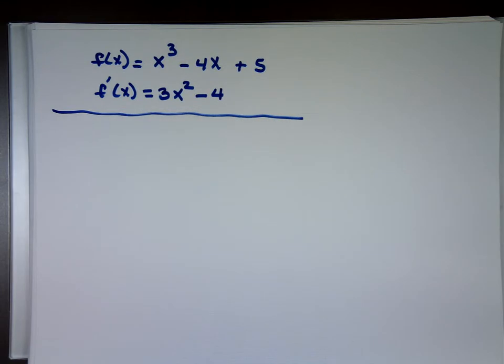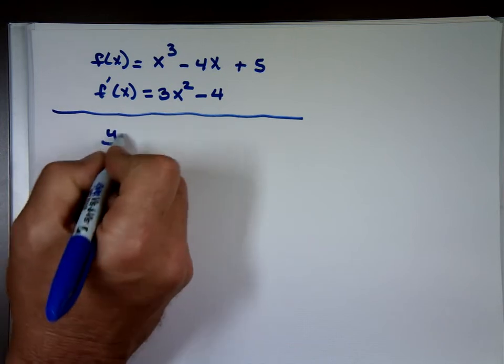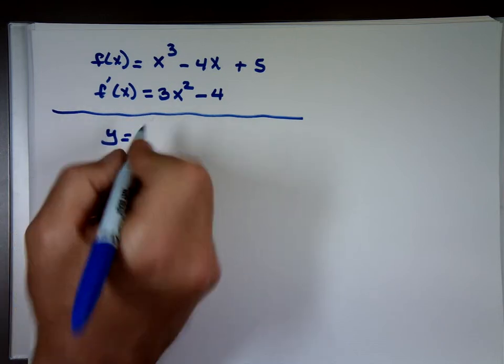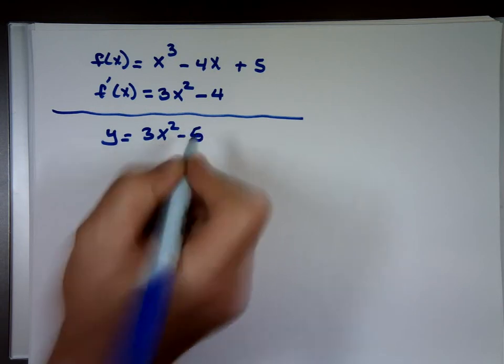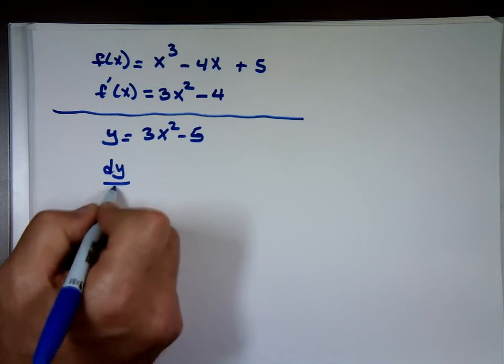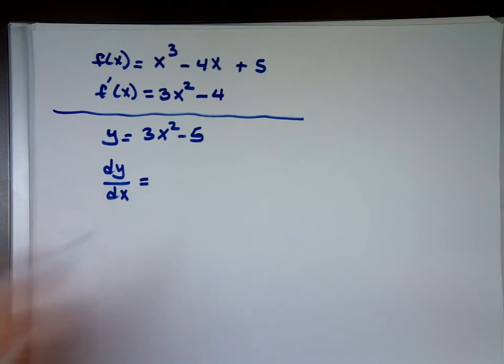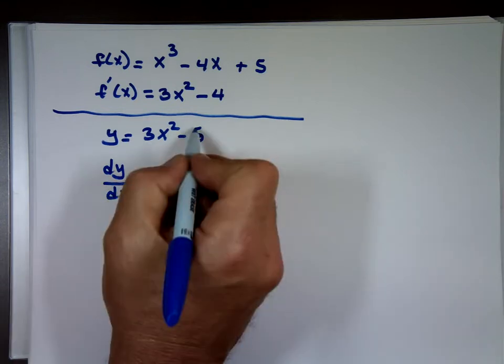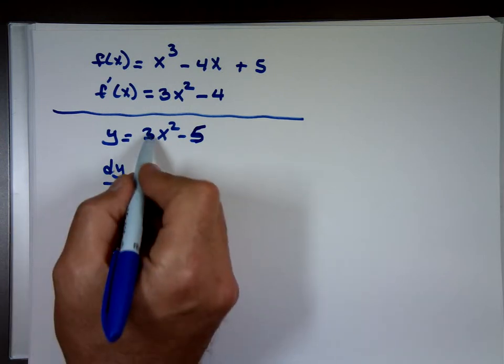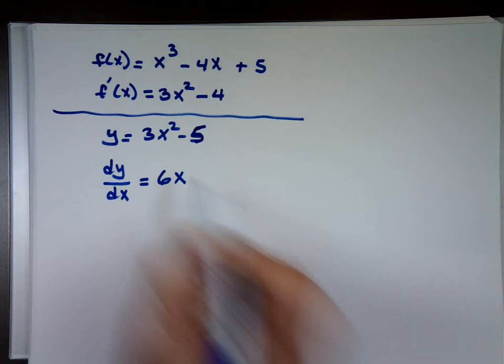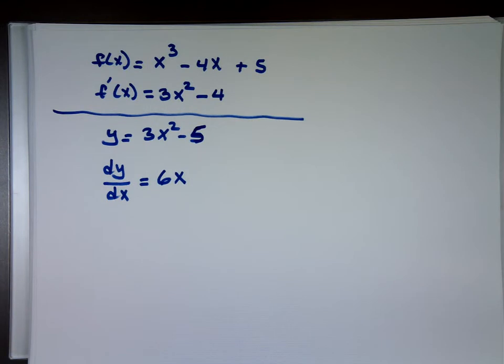Let's try another one. I'm going to change the notation a little bit so we keep mixing and matching here. What's dy/dx? That's a 5. I was about to write 4, so I'll change it to 5. The other one was 4. Yep. What was it? 6x. 3 times 2, 6x. Minus the derivative of 5, which is what? 0.